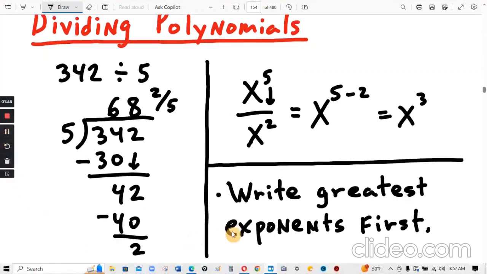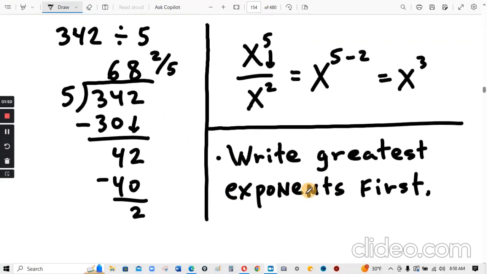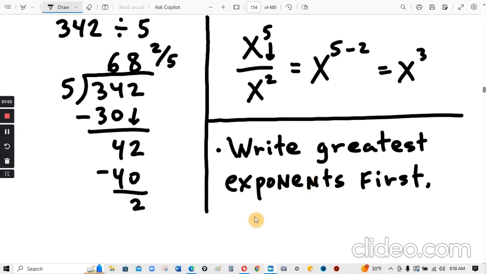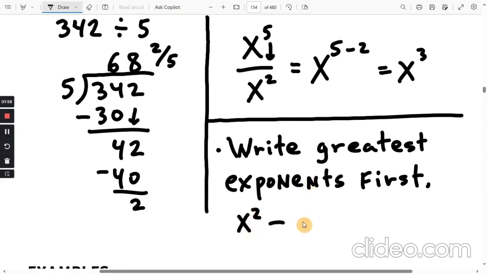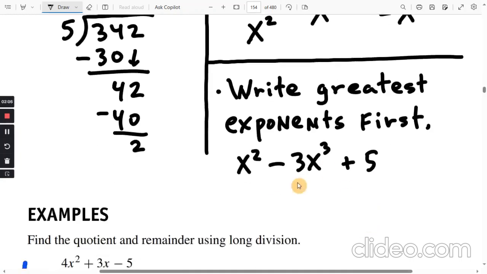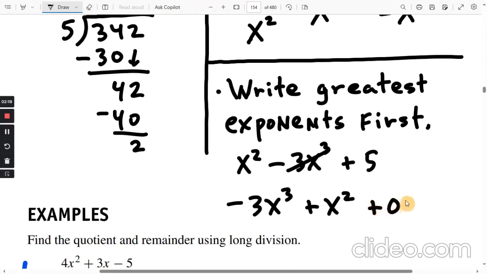One more thing I would like to mention is that you want to write the greatest exponents first. So let's say you're dividing x squared minus 3x to the 3rd plus 5. You would want to write the negative 3x to the 3rd first. And then you would write the positive x squared second. And since there's no x, you would write a 0x and then plus 5.